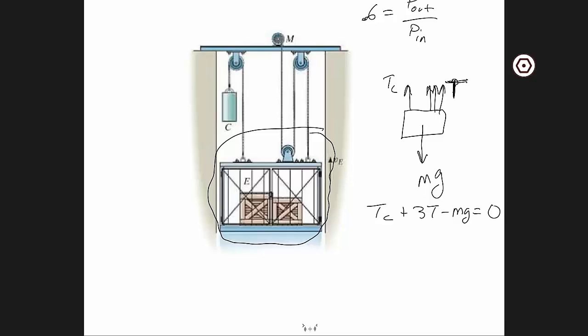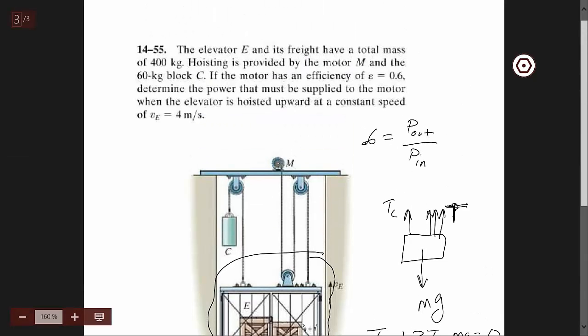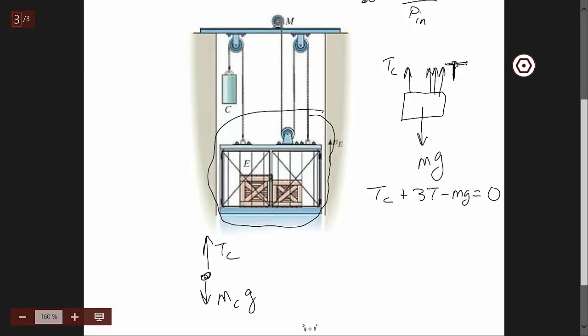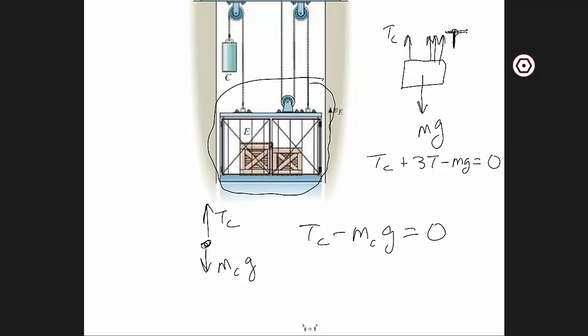Oh, okay. So here's C. You've got MC, G, and you've got TC. And they give me the mass of C, thank goodness. So here I say, all right, TC minus MCG equals what? 0. Because if the elevator's going constant, then the C is coming down constant, right? How would you know if you weren't sure? You write the length of the rope. So can you solve for T?